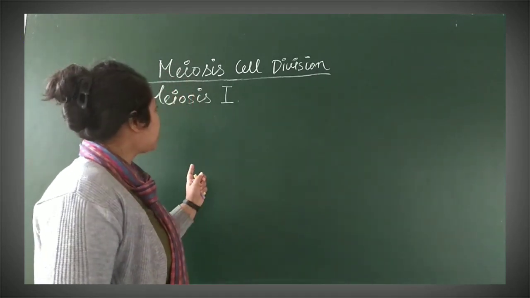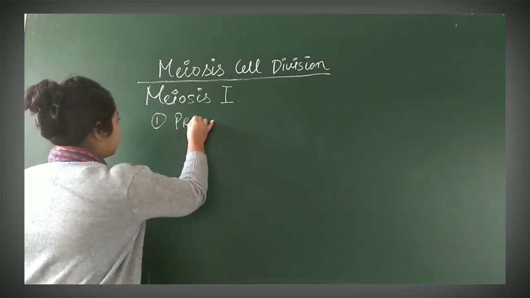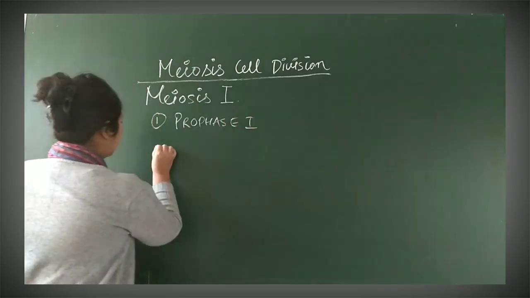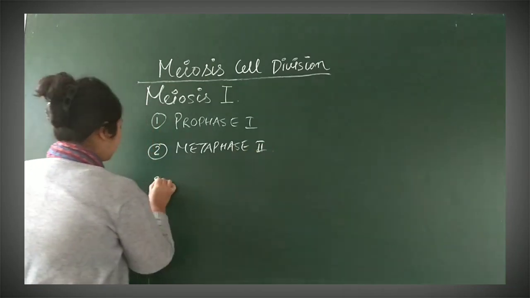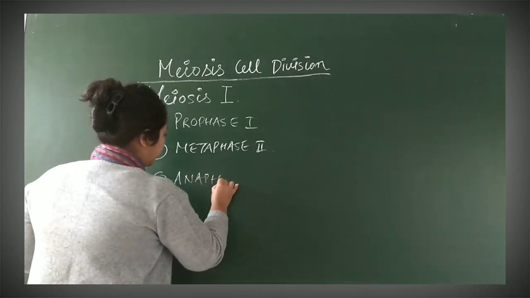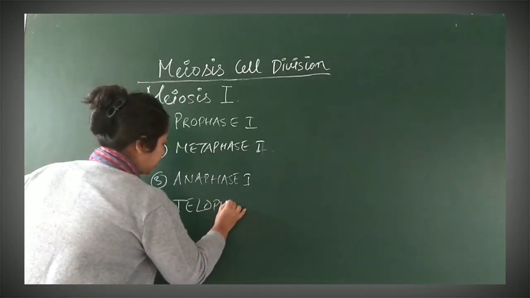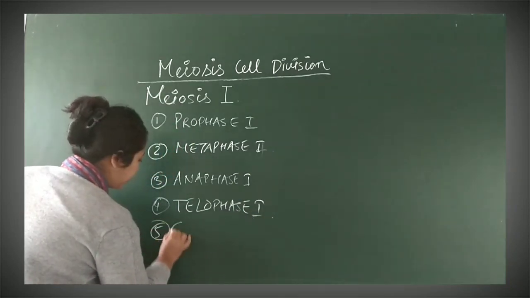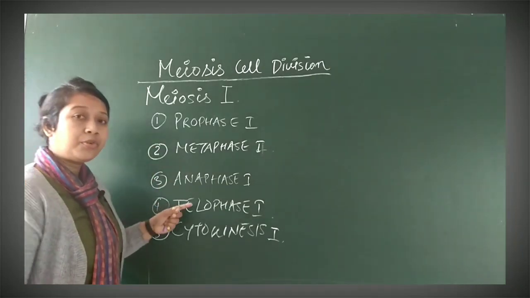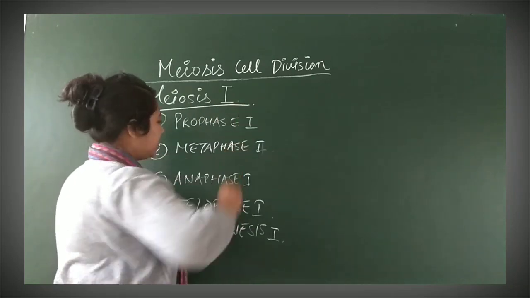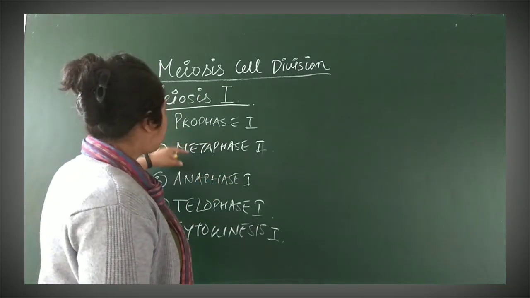Students, so let's discuss meiosis cell division, that is meiosis 1. This meiosis 1 is divided firstly into prophase 1, then metaphase 1, then thirdly anaphase 1, fourth is telophase 1, and the fifth step that takes place here is cytokinesis 1. So these are the stages that happen during meiosis 1 cell division. As I have said, meiosis takes place in 2 steps, meiosis 1 and meiosis 2. Under meiosis 1, these are the phases.